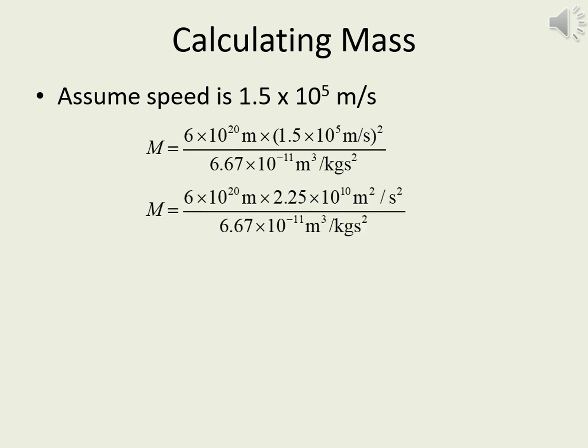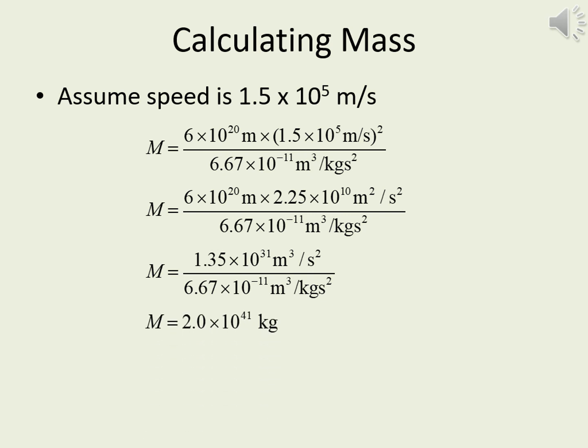Notice that the units get squared as well as the number. Next, we'll multiply the mass by the velocity squared. This gives about 10 to the 31 meters cubed per second squared. The units here are almost the same as the units of the gravitational constant. The only difference is that there are kilograms in the constant, so most of the units will cancel out in the next step. When we divide the top and bottom of the equation, we get a mass of 2 times 10 to the 41 kilograms.